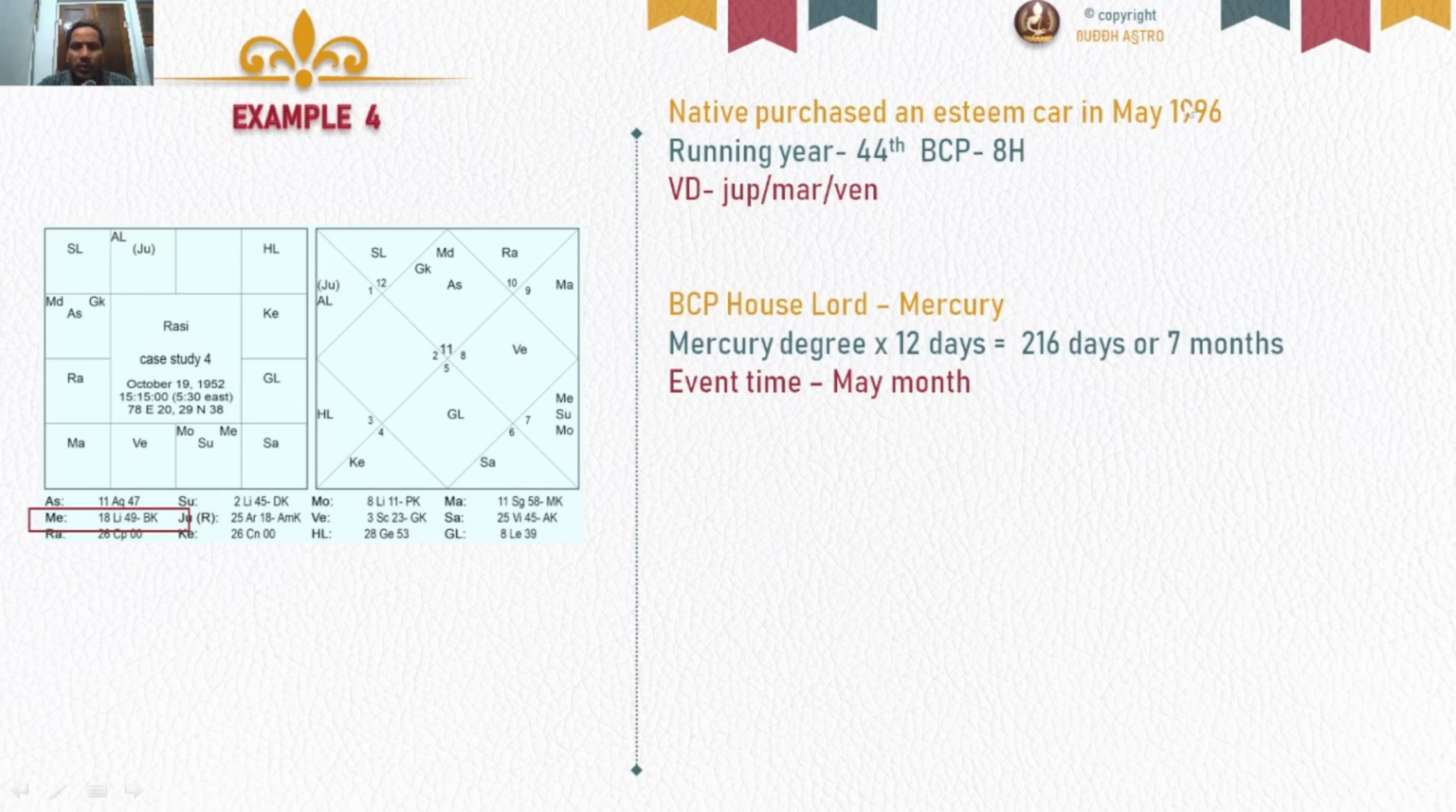Now add 7 months from October, 19 October. So 19 October to 19 November, 19 December, 19 January, 19 February, 19 March, 19 April, 19 May, right? So approximately 7 months you are getting. That's why this event happened in the May month. Very easily you can find out the month.